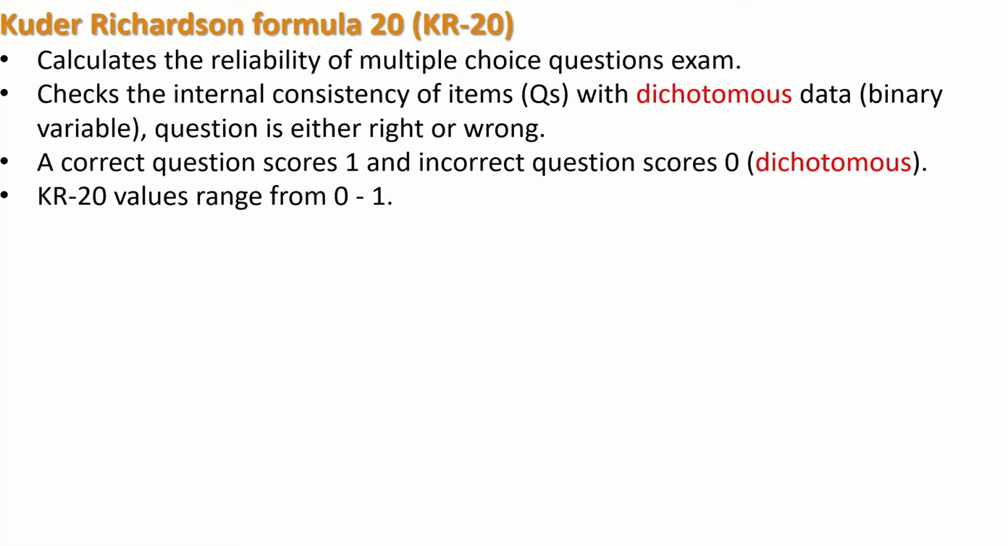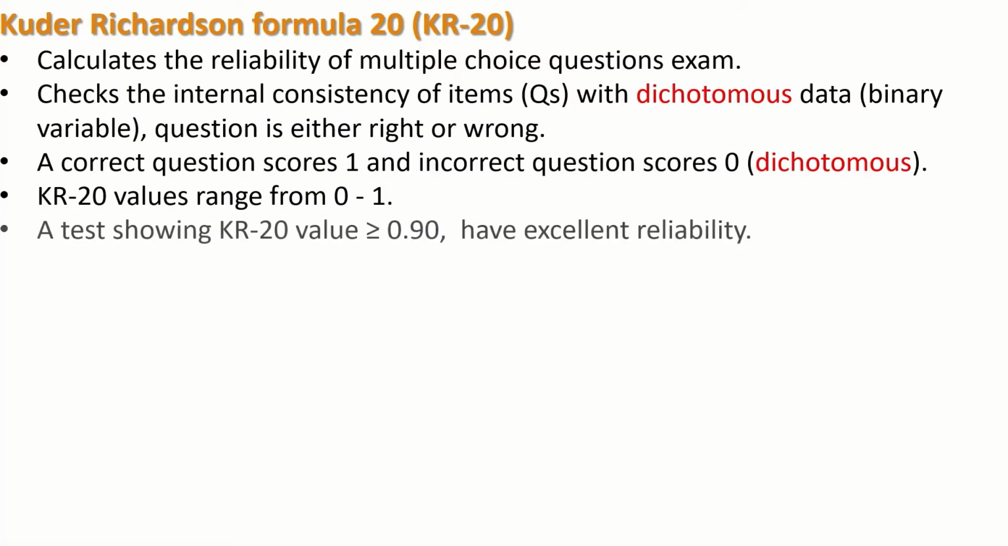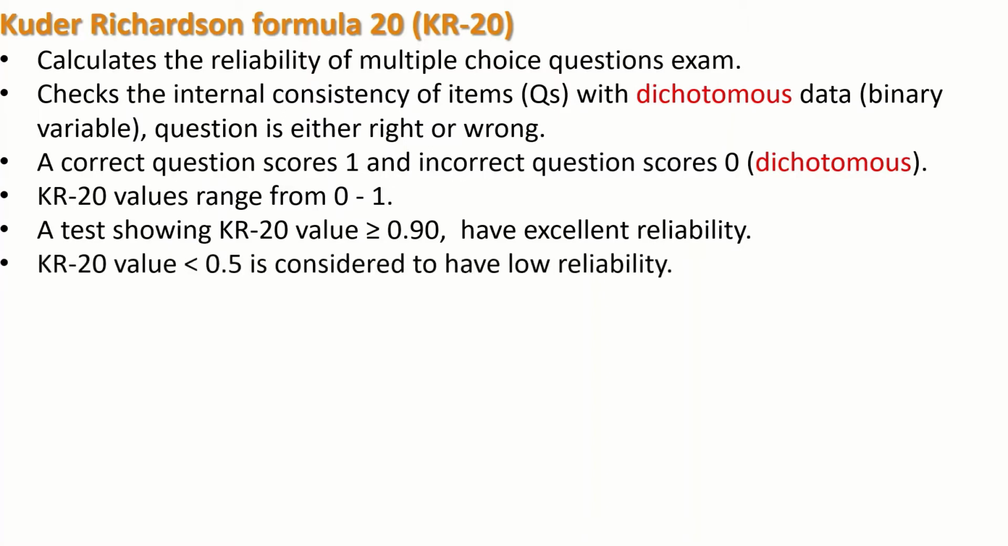KR20 values range from 0 to 1. A test showing a KR20 value equal to 0.9 or greater has excellent reliability. On the other hand, a KR20 value of less than 0.5 is considered to have low reliability, or the exam has less reliability.